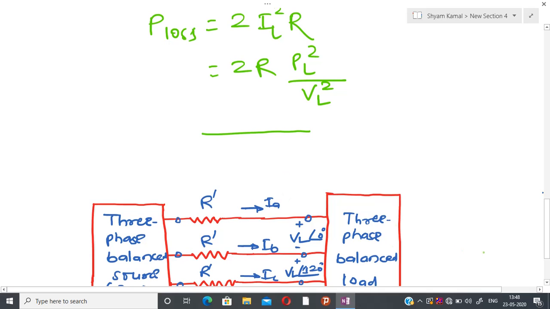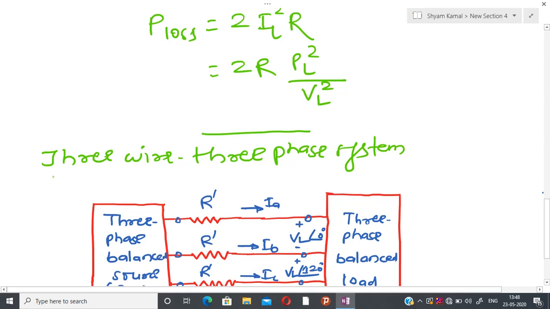Now let us come to the three wire system, because here three wires are involved, the three wire three phase system.